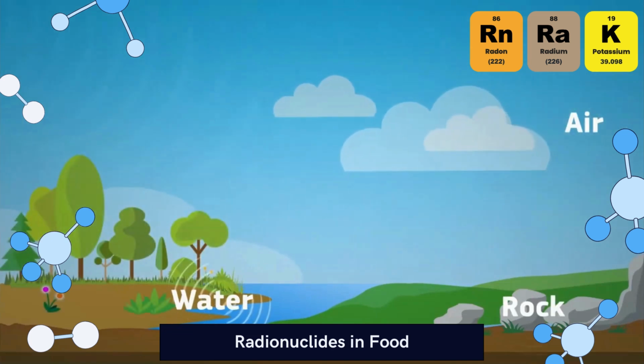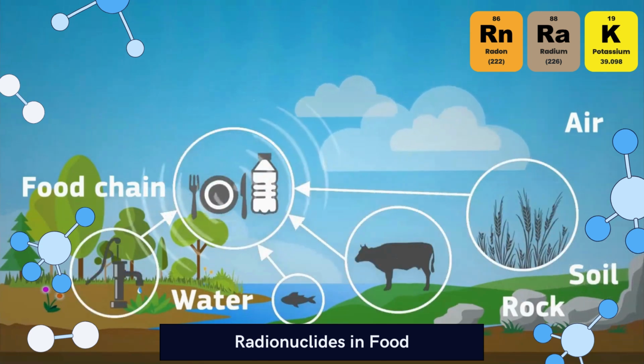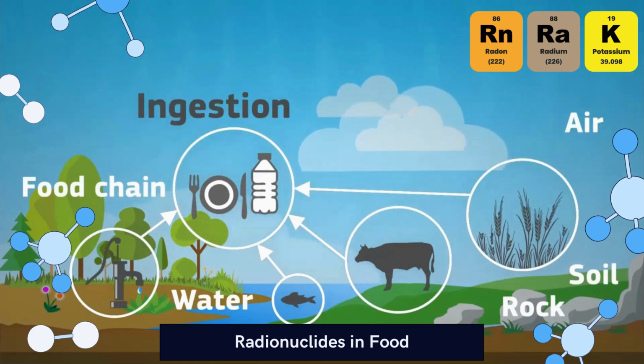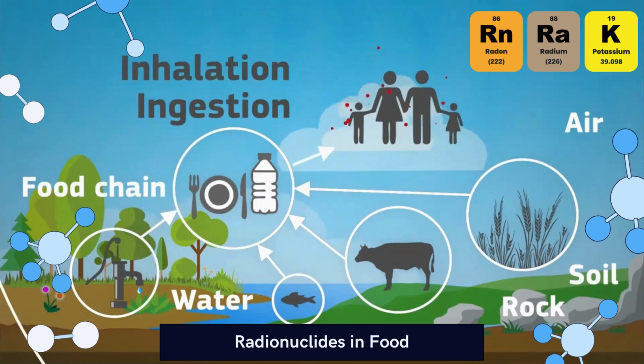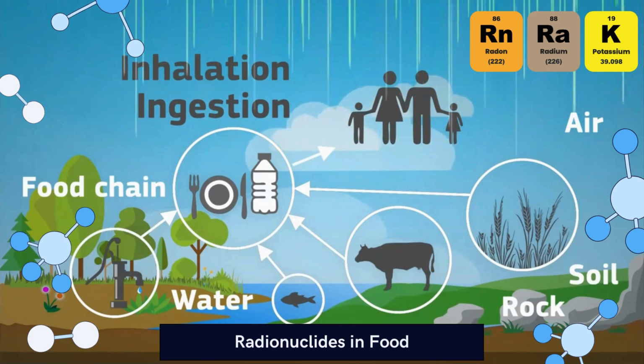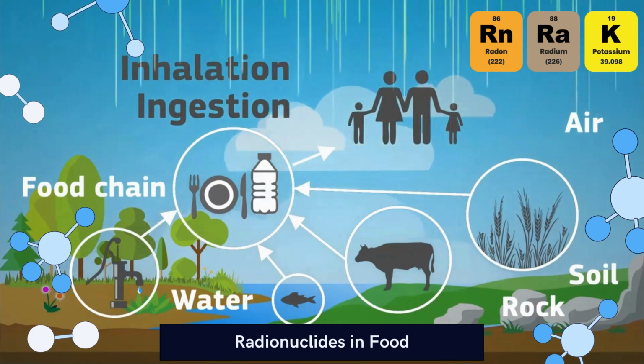Radionuclides like potassium-40, radium-226, and radon-222 enter the food chain through soil, water, and plants, leading to low-level radiation in foods like fruits and vegetables. Regulatory bodies monitor these levels to ensure they remain safe for consumption, highlighting the importance of understanding natural radiation sources.